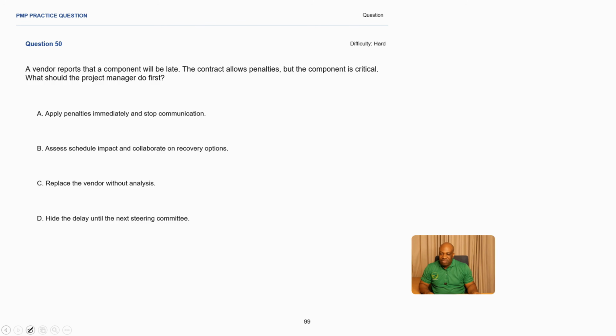Practice question number 50. A vendor reports that a component will be late. The contract allows penalties, but the component is critical. What should the project manager do first? This is very important. So the level of difficulty here is hard, right? So what is our problem statement? A vendor reports that a component will be late. Okay, so something is going to be late here. The contract allows penalties, so the vendor is supposed to be penalized. But the component is critical, which means we need this component. Okay, let's see the answers now.